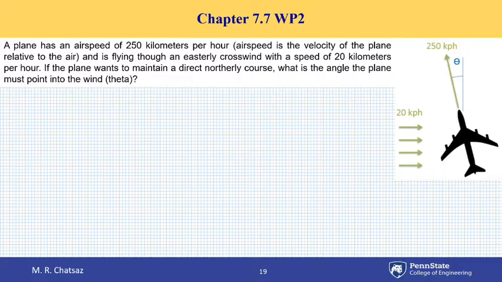If the plane wants to maintain a direct northerly course, perfectly vertical up, what is the angle the plane must point into the wind? What is the angle theta as depicted on the diagram?